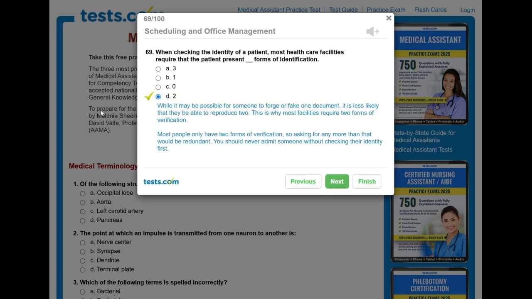D. 2. While it may be possible for someone to forge or fake one document, it is less likely that they be able to reproduce 2. This is why most facilities require 2 forms of verification. Most people only have 2 forms of verification, so asking for any more than that would be redundant. You should never admit someone without checking their identity first.